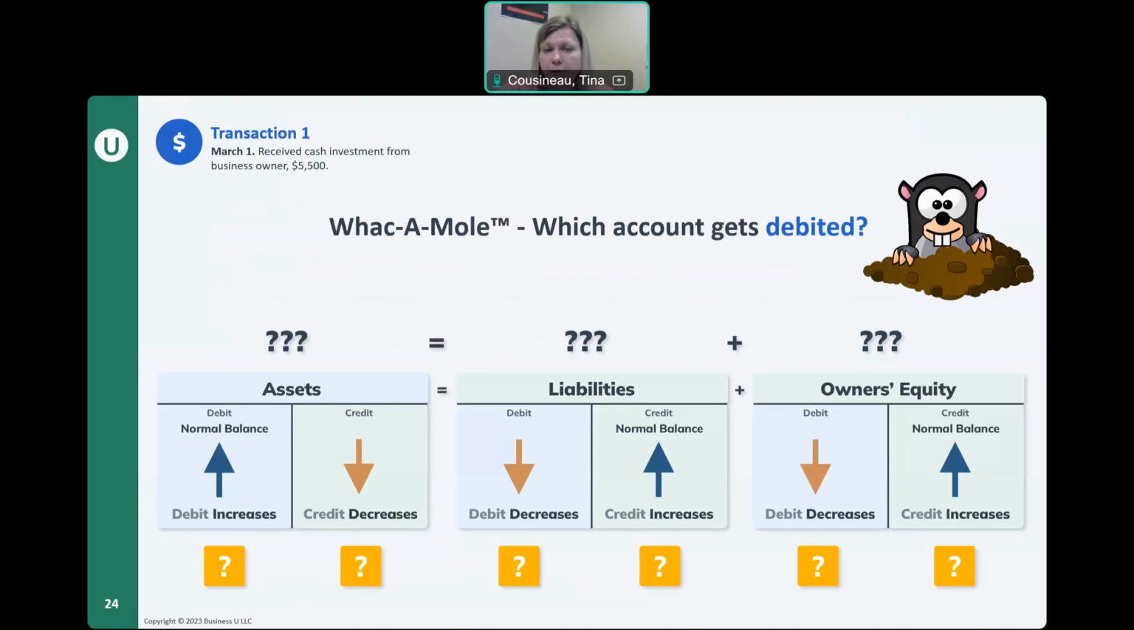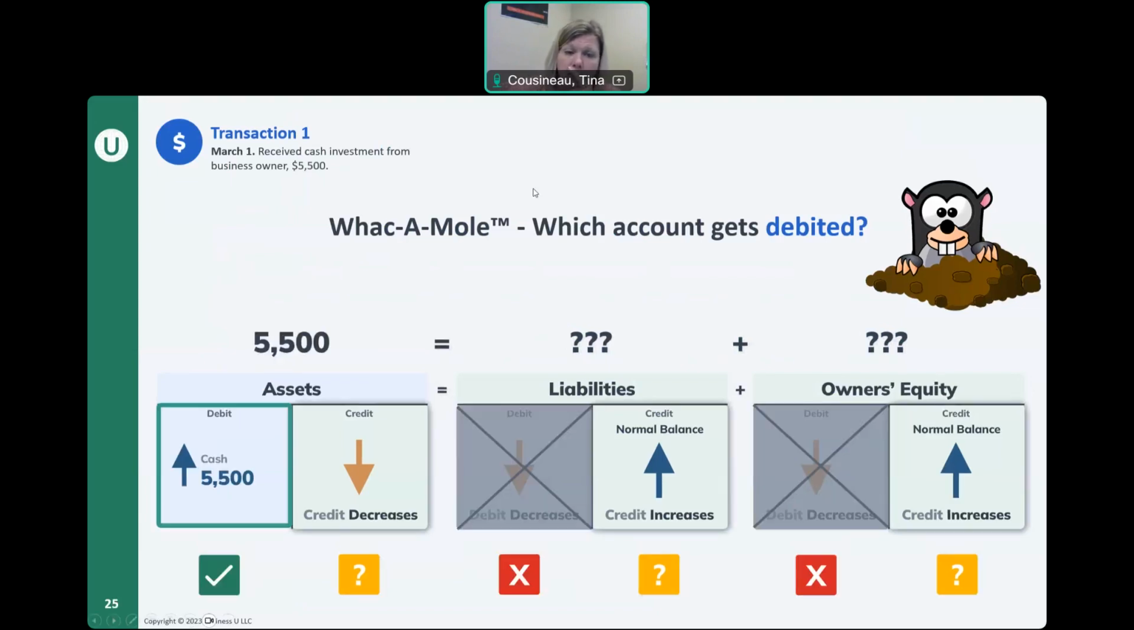So when we're talking about a transaction, we received a cash investment from a business owner of $5,500. The first thing we want to do is say which account gets debited. Well, we're looking at the accounting equation. We know for a fact that we got cash from somebody, so we know cash is an asset. If my cash went up, I would have to debit cash because it would increase it, right? So our assets go up because our cash goes up.